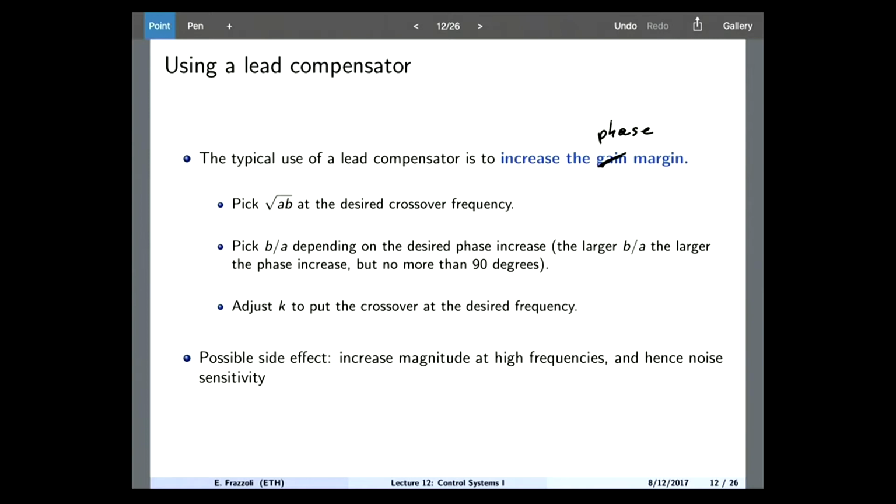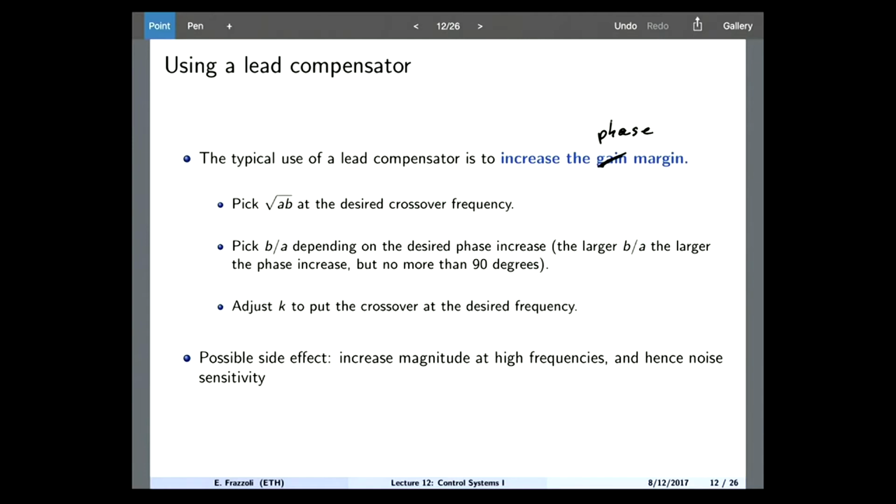And then, as you do that, since you are moving the magnitude plot a little bit, you're also shifting the crossover to the right a little bit, so you may want to reduce the gain also to maintain crossover where you want it, okay?